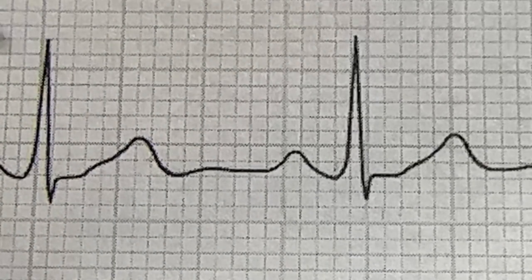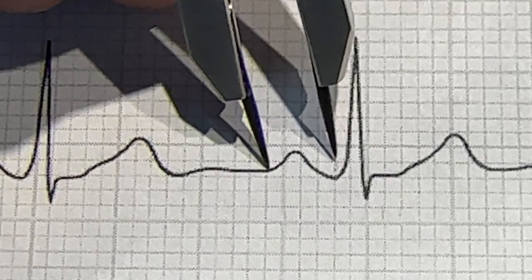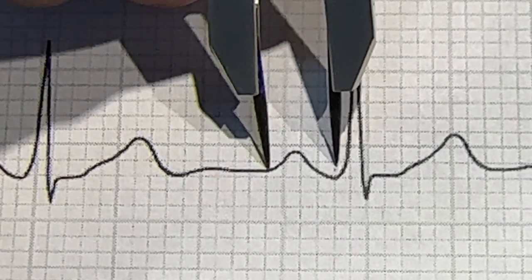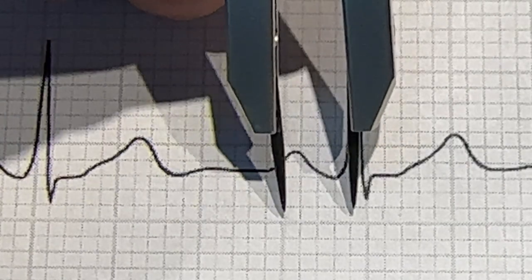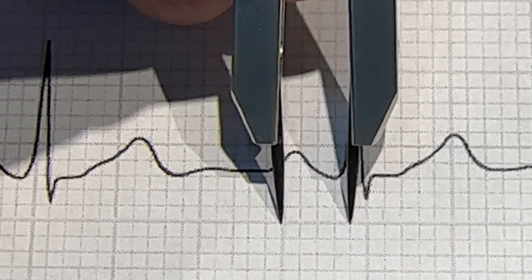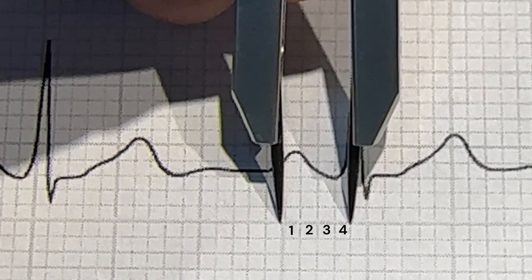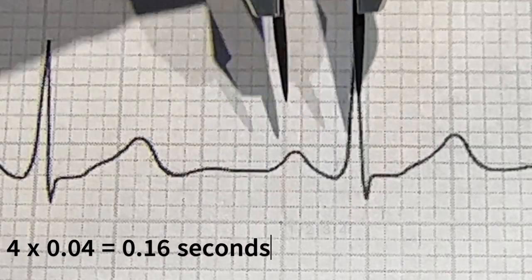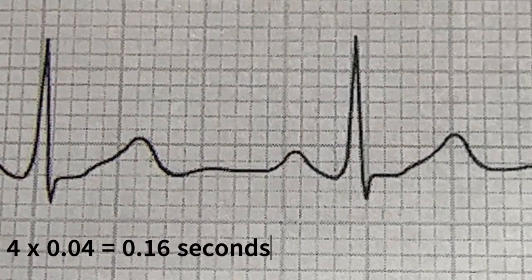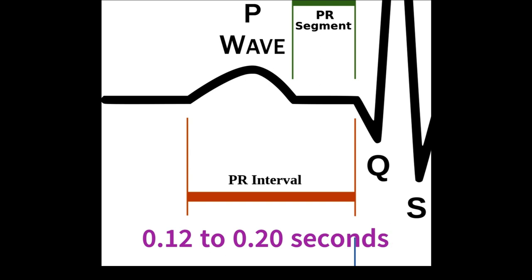Place one tip of the caliper at the beginning of the P wave. Then place the other tip of the caliper at the beginning of the QRS complex. Fix the caliper arms, then move the caliper to an empty area of the EKG paper while maintaining the arms in that fixed position. Place the tips of the fixed caliper over visible small squares, and then count the number of small squares between the caliper tips. Multiply the number of small squares by 0.04, and this will give you the measurement of your PR interval in seconds. The normal range for the PR interval is between 0.12 and 0.20 seconds, or 3 to 5 small squares.